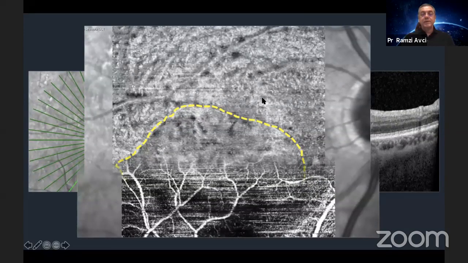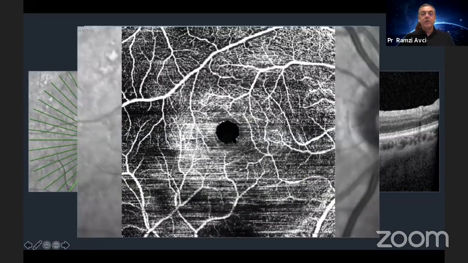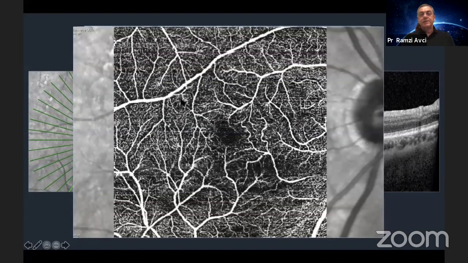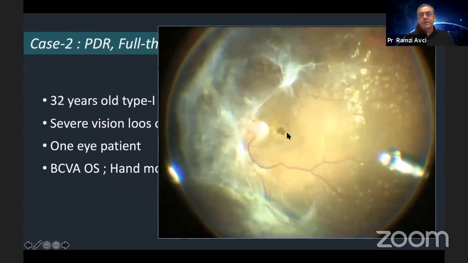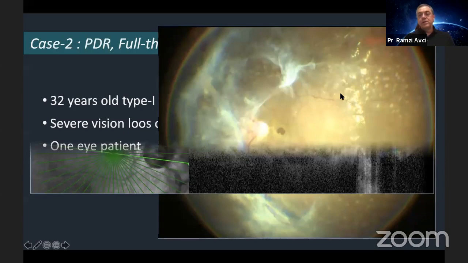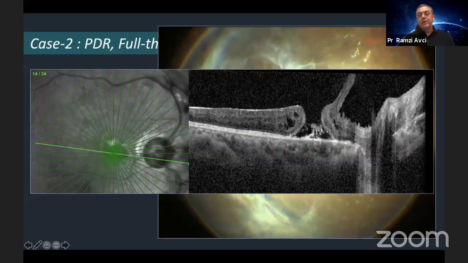This is also angiography before surgery, and after surgery you can see the foveal avascular zone became a normal appearance. This is another case. This is a diabetic patient with a full thickness large macular hole, 23 years old, type 1 diabetes, with severe visual loss for almost 10 months, a one-eyed patient, and best corrected visual acuity is hand motion. And the picture is this, and there's a large hole, and on OCT you can see the hole, and there's strong traction at the edge of the hole, and also the dragging of the hole toward the optic nerve.